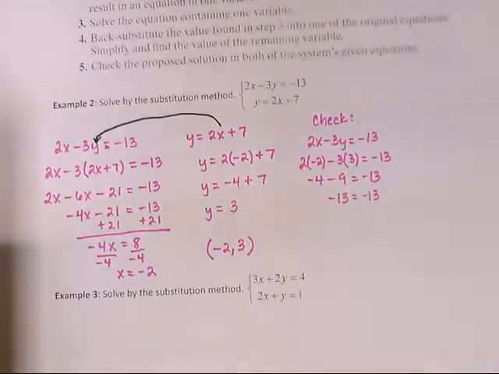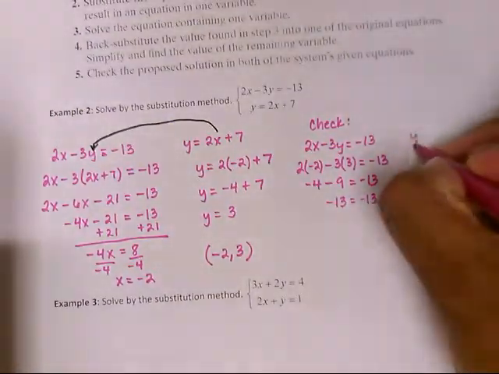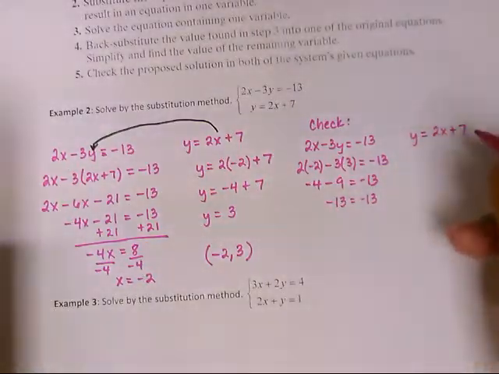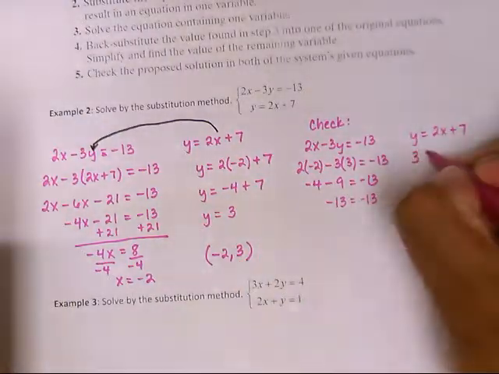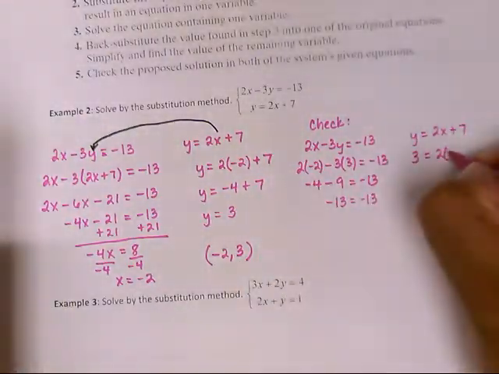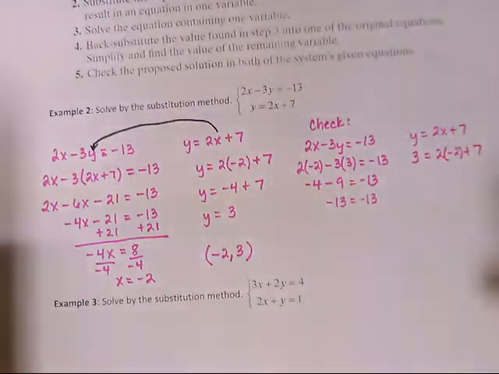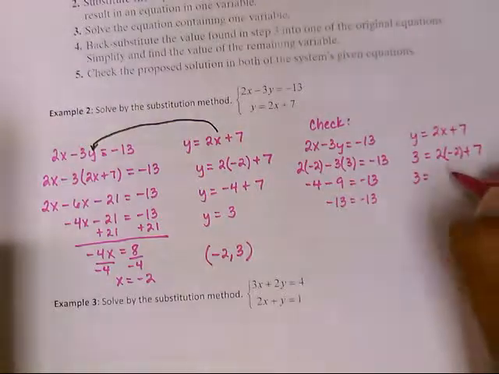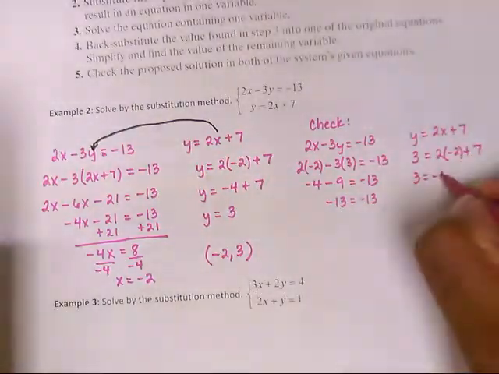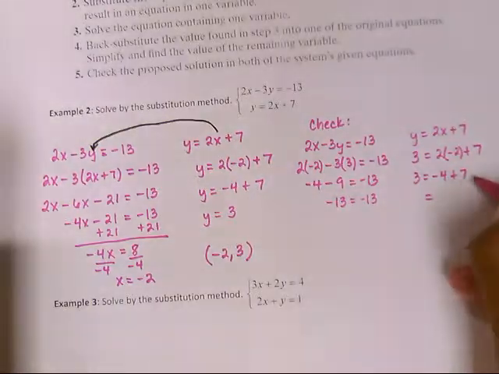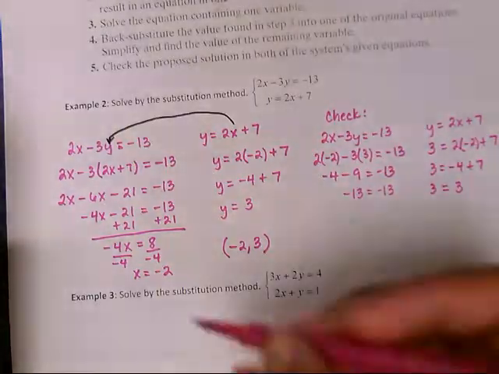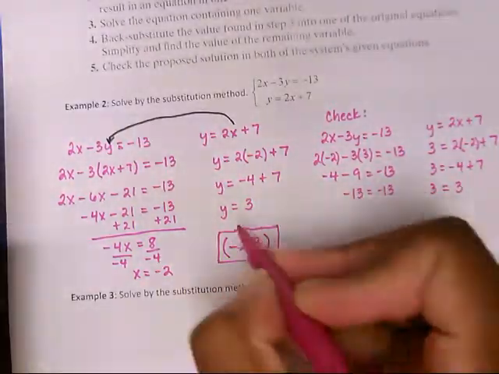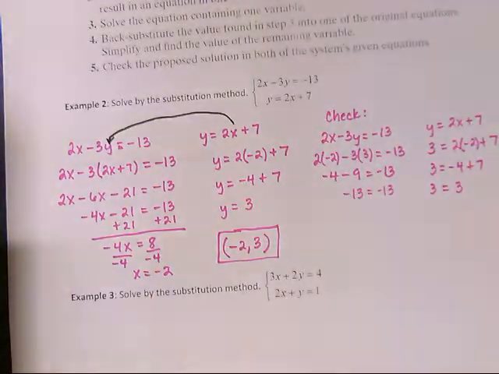And then I'll do the same for y equals 2x plus 7. Now here the y is equal to 3. So it'll be 3 is equal to 2 times x, which is negative 2, plus 7. Then 3 should be equal to 2 times negative 2, which is negative 4, plus 7. Now if I add negative 4 to the 7, I would get 3, which is also true. So I can conclude that the ordered pair, negative 2, 3, is the solution to this system of linear equations.